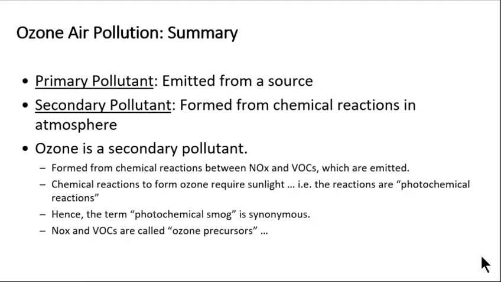To summarize these basic concepts, this slide is presented. We distinguish between primary pollutants, which are emitted directly from a source, and secondary pollutants, which form in the atmosphere from chemical reactions involving primary pollutants and other compounds in the air. Ozone is a secondary pollutant. Its primary precursor gases are NOx and VOCs. For these reactions to occur, sunlight is required and high temperatures are favorable. Hence, hot summertime conditions are most associated with ozone air pollution events.